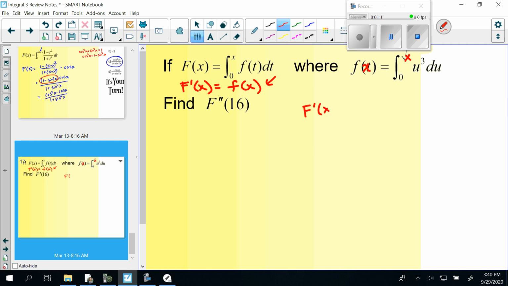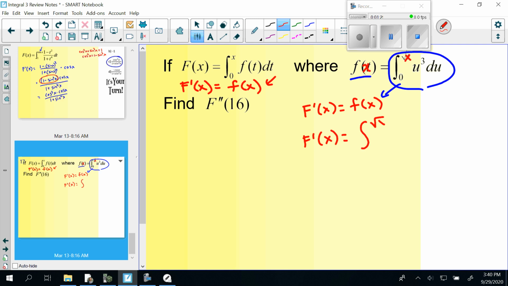So now what we know is capital F prime of x here is equal to f of x. f of x we should be able to replace with all this, because that's what f of x is equal to. So now we have F prime of x being equal to the integral from 0 to square root of x of u cubed du. So applying the derivative a second time, we should be able to figure out the second derivative.